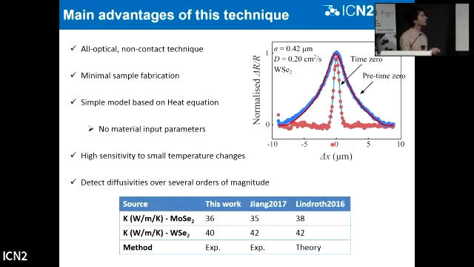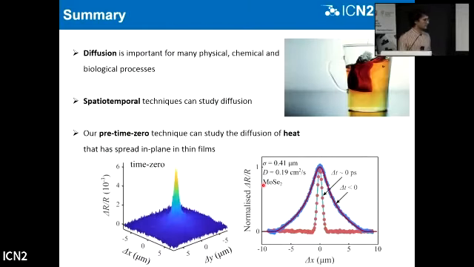We verified the technique with another material system, tungsten diselenide, and we can compare our results with literature by converting the value for diffusivity into a value for thermal conductivity using the heat capacity. And we find that we're in excellent agreement with both theoretical and experimental works for both the molybdenum and tungsten diselenide samples. So finally, to summarize, diffusion is important for many physical, chemical, and biological processes. Spatial temporal techniques can study diffusion, but our pre-time zero technique can study the diffusion of heat that is spread in plane in thin films.